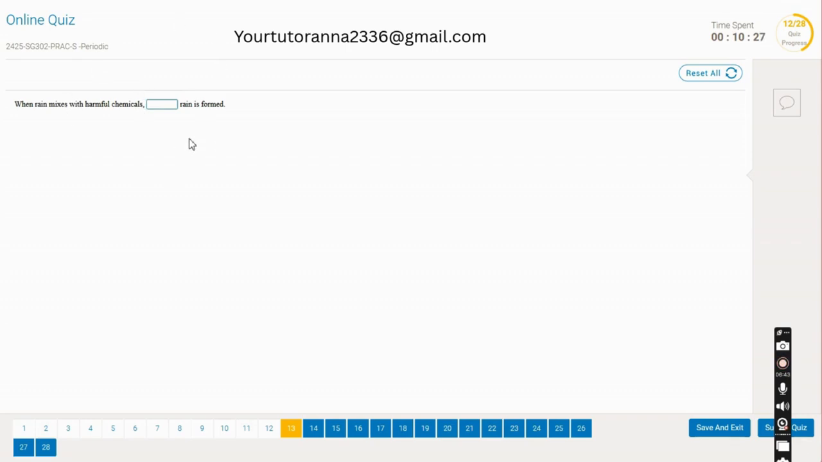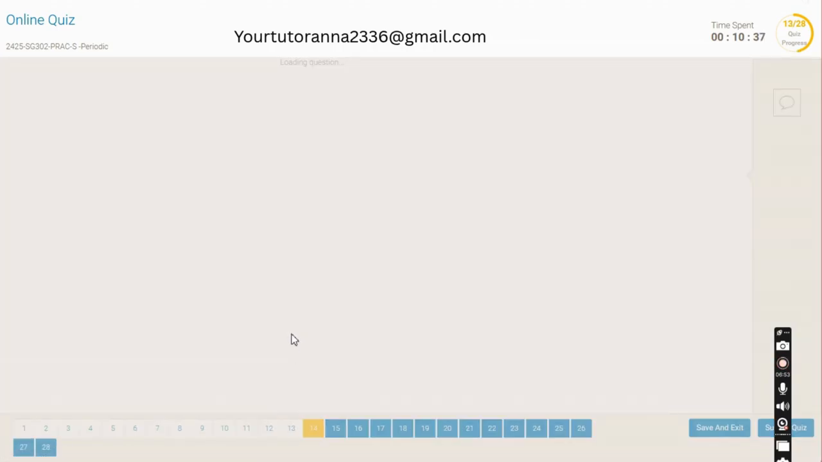So this one, number 13: when rain mixes with harmful chemicals, what kind of rain is formed? Acid. Acid rain is formed. Remember, we just studied about carbon dioxide.